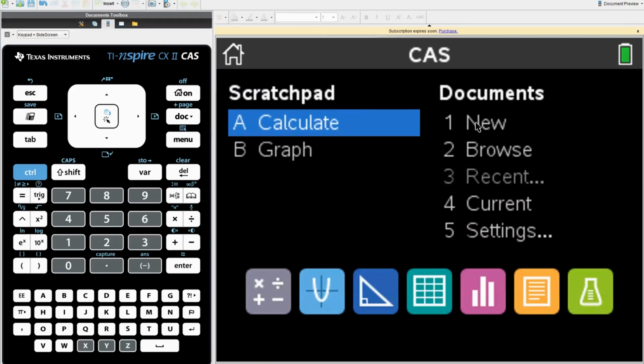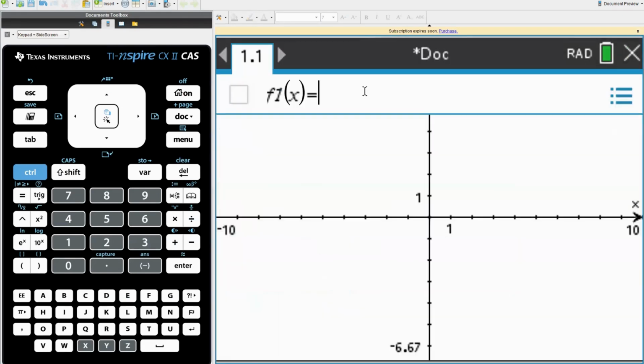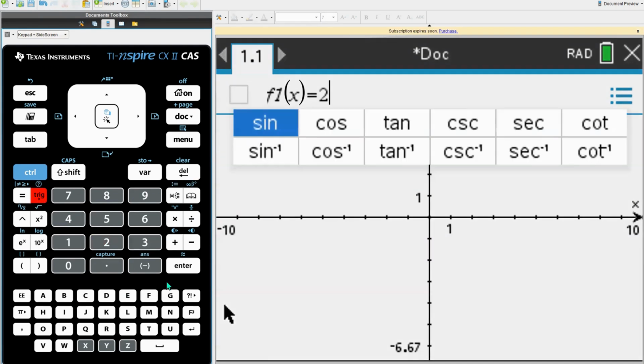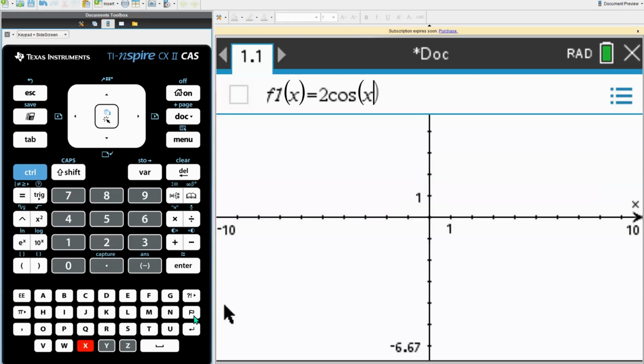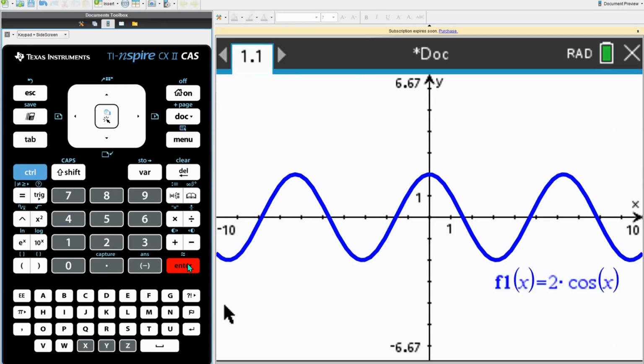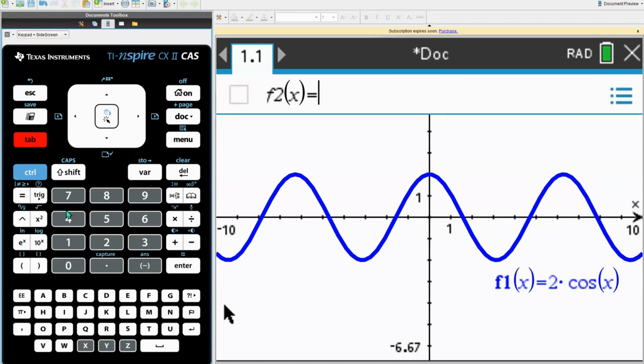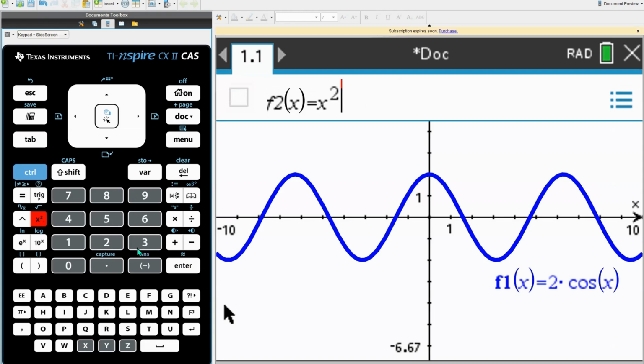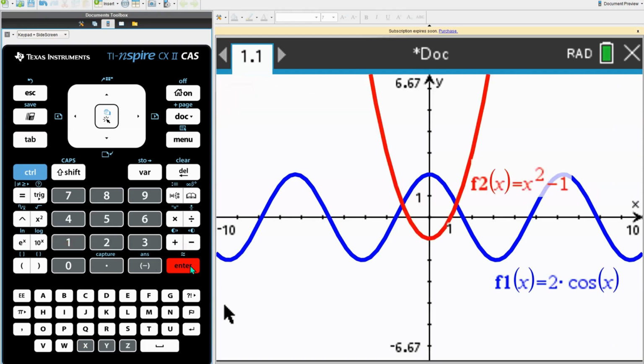Let's start a new document. Let's go into graphing mode, and our graph. Do I need graphing mode? Yeah, I need graphing mode. I've got 2 cosine of x. There's one curve, just like I expected, and then let's add the second curve, x squared minus 1.